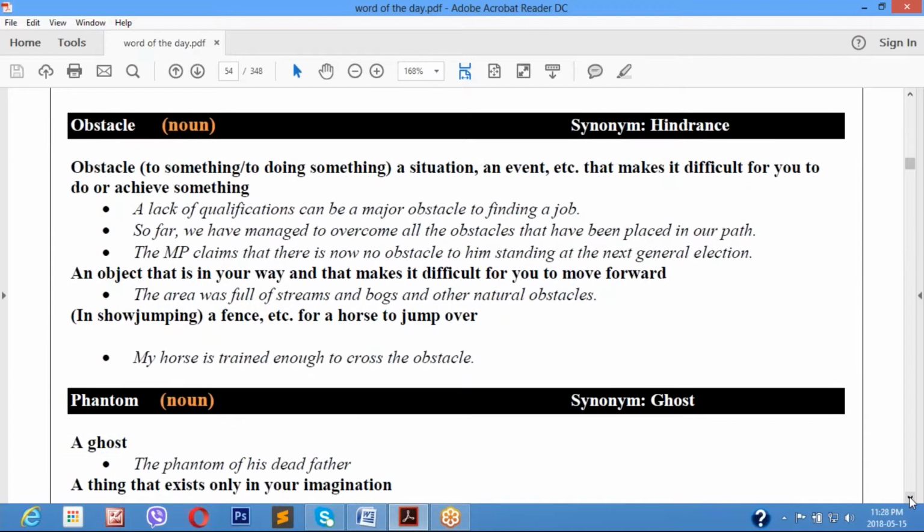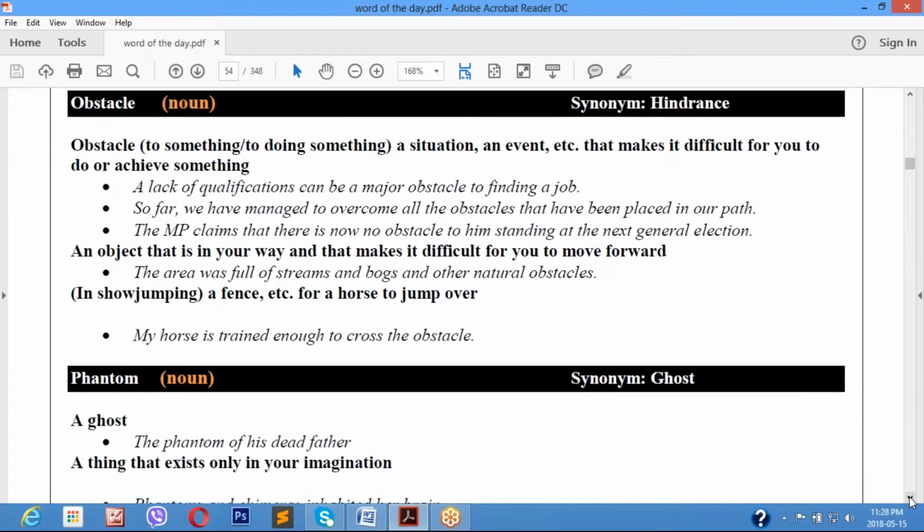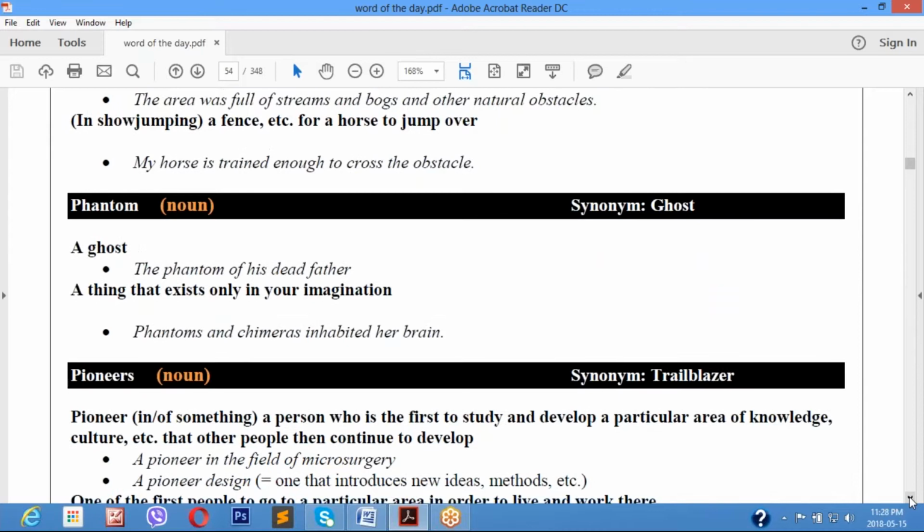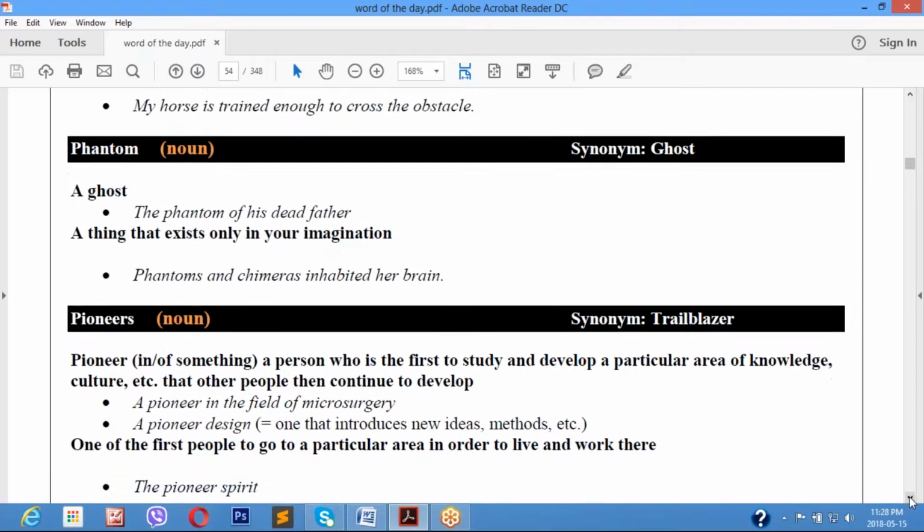Obstacle. Obstacle, hindrance, rukawat, easy word. Phantom, ghost. Ghost means the phantom of his dead father. So, ghost of his dead father. A thing that exists only in your imagination. Phantoms and chimeras inhabited her brain.